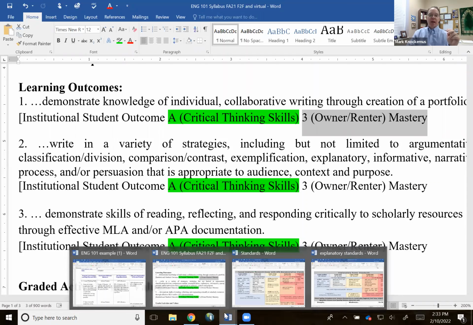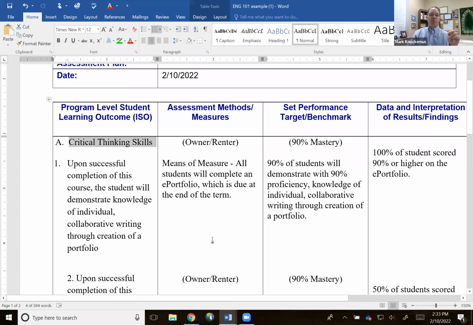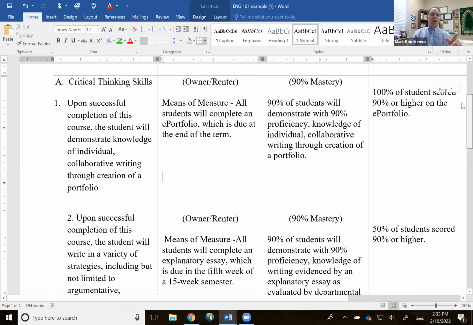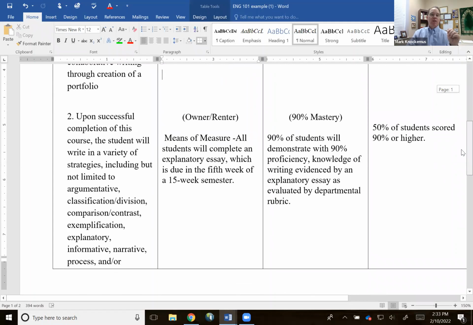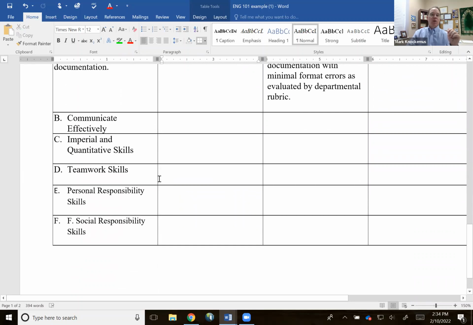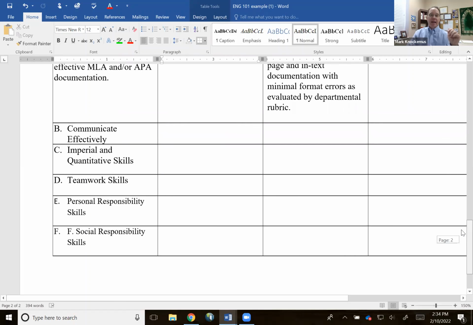So now let's jump back to the form. So this is column 1. Let me scroll down so you can see that under critical thinking skills are 1, 2, and 3. Those are the 3 student learning outcomes. And then you'll notice here we have the others, B, C, D, E, and F. But those were not on the course syllabus, so those rows are left blank.